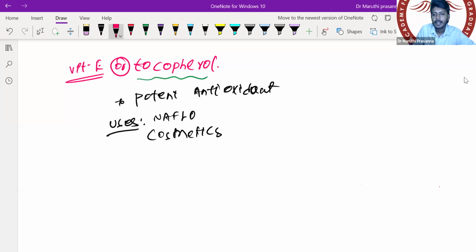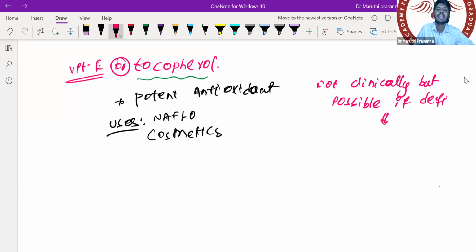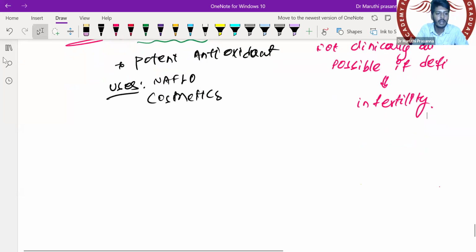Now, it is not clinically seen, but possible if there is a deficiency. In a healthy individual, deficiency can lead to infertility, but it is not clinically proven and not frequently seen. They will tell you, yes, maybe, but in very rare cases; they won't ask you. But to be on the safer side, I have told you. Okay, so we are done with vitamins A, D, E, K. We are done with the fat soluble vitamins. Let's go to the water soluble vitamins.